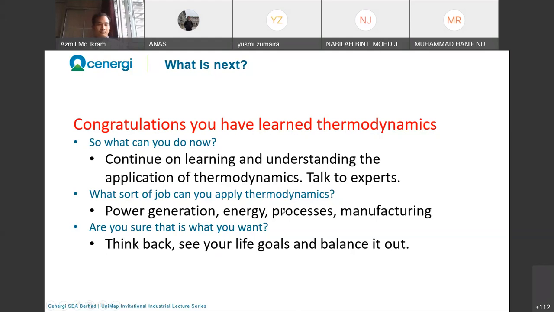And the third question is, are you sure that is what you want? Relook into your life goals. Look into your objectives in life. What do you want to be? What do you want to have? What do you intend to pursue? You balance it out, whether a career in this suits you.